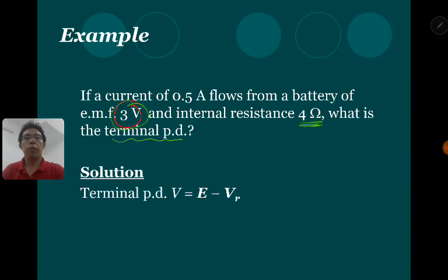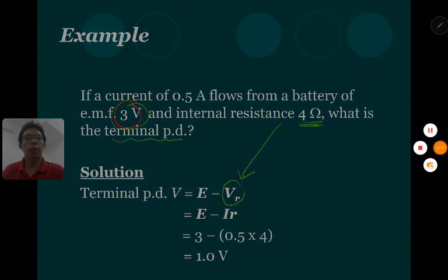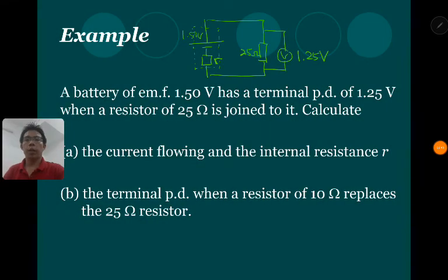Solution. So we have terminal PD is E minus VR. So this is the PD taken by the internal resistance. This is the 3 volt of the EMF. So we have IR, because we don't have the PD given directly, so we change it into I times R according to Ohm's law. So IR, current 0.5, and the internal resistance is 4, and therefore we will get 1.0 volt as the terminal PD. We'll look at another example.